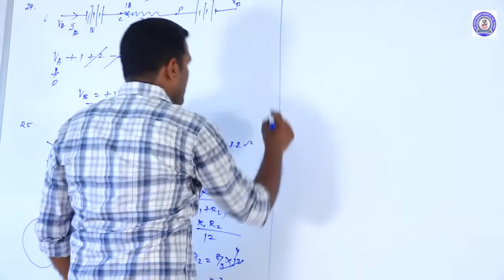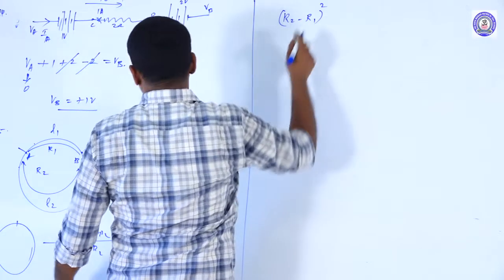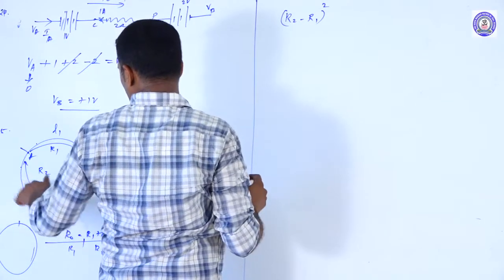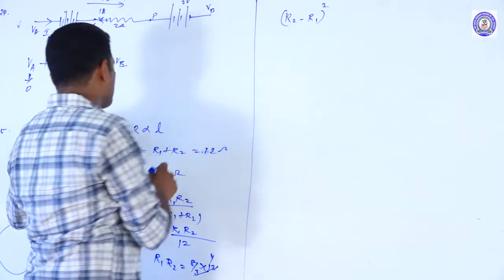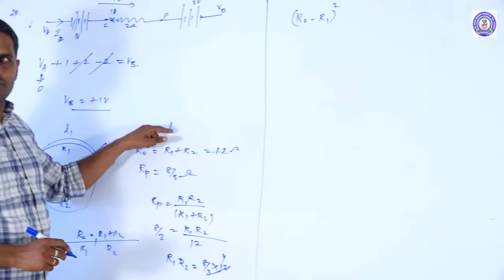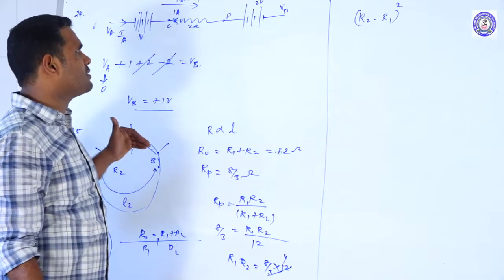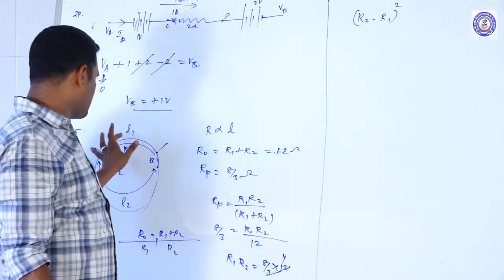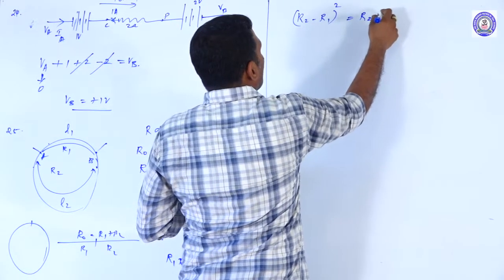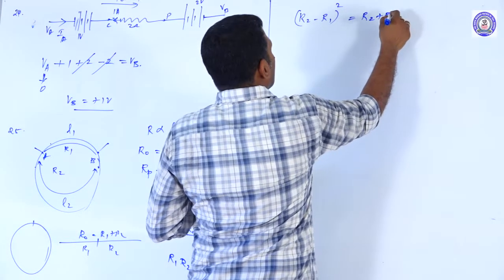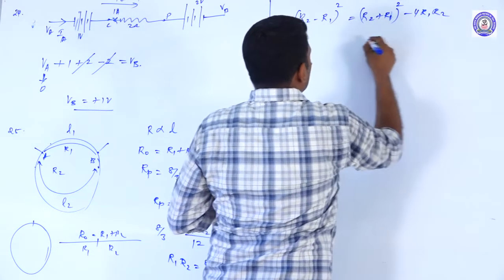Now we can write R2 minus R1 the whole square, because as you know, if length is more, resistance is more; length is less, resistance is less. R is proportional to L. If length is more, resistance is more. If length is less, resistance is less. So greater resistance minus lesser resistance. R2 minus R1 square is equal to R2 plus R1 the whole square minus 4R1 R2.